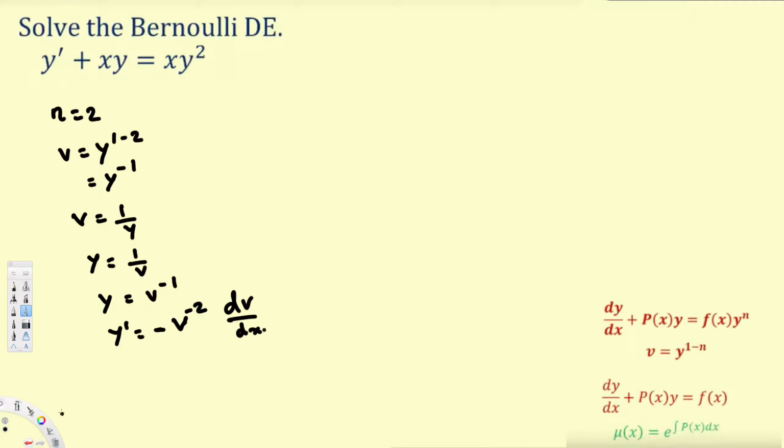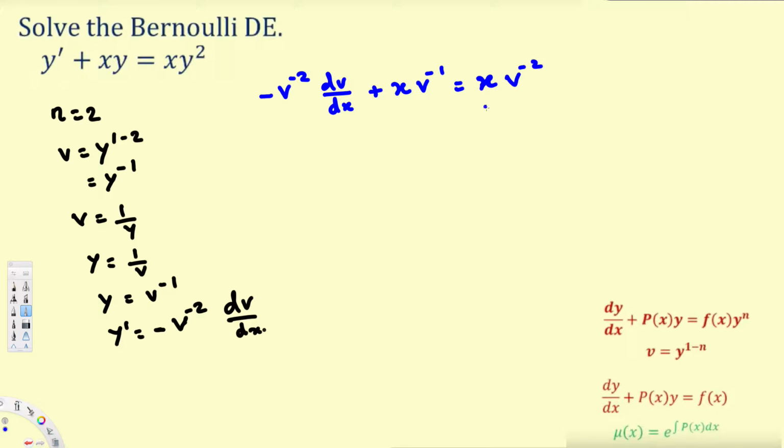Now let's go ahead and write our new equation. That's going to be minus v power minus 2 dv over dx, plus x, and instead of y we place v power minus 1, right? So v power minus 1, and then x, and instead of y square we replace it with v power minus 2, because v power minus 1 squared is v power minus 2.